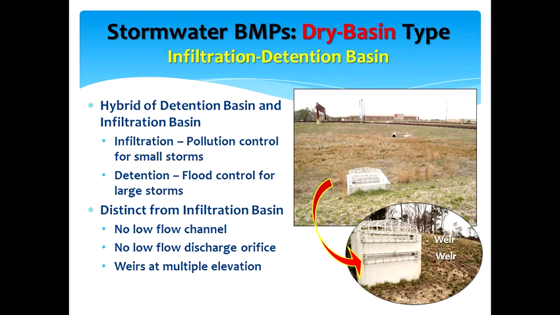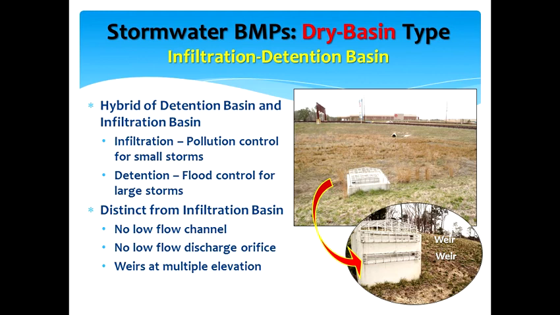In this case, there will be no small orifice located near the bottom of the outlet control structure. This configuration allows runoff from the smaller storms to soak into the ground and subsoil. Excess runoff will discharge if the water level reaches or exceeds that of the bottom weir.